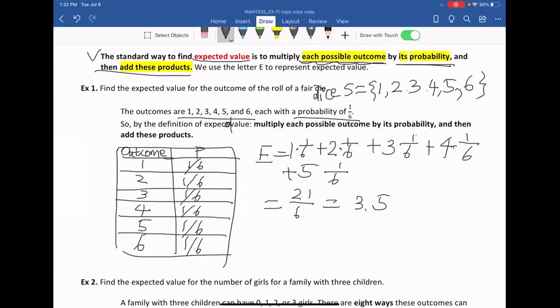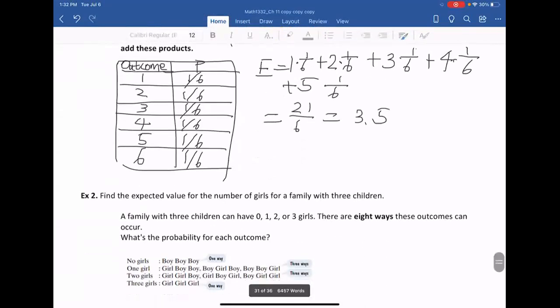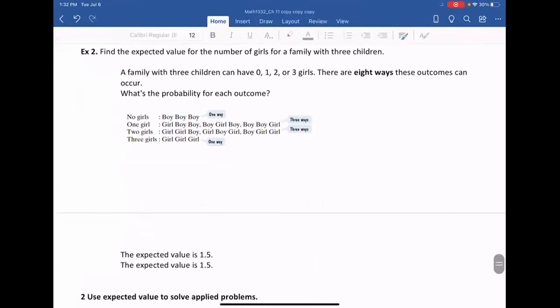Okay, let's continue to see example 2. Find the expected value for the number of girls for a family with 3 children. A family with 3 children can have 0, 1, 2, or 3 girls. There are 8 ways these outcomes can occur.